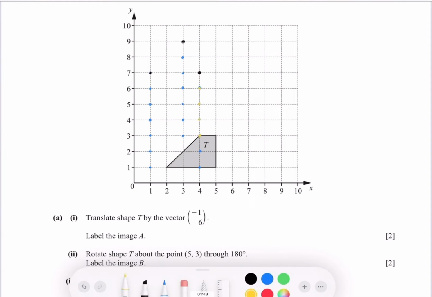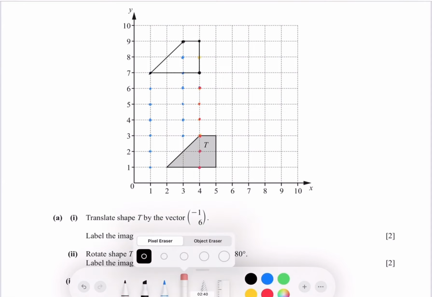And this yellow dot, now join all the points to make the translated figure. Okay, I am erasing the dots. Label the image A.